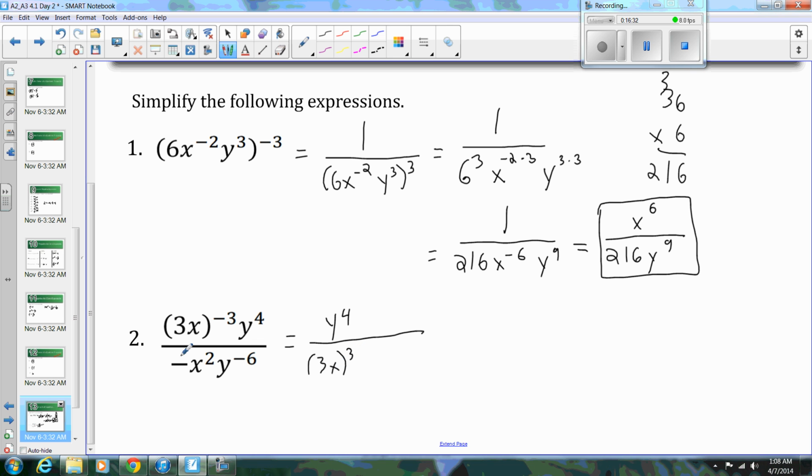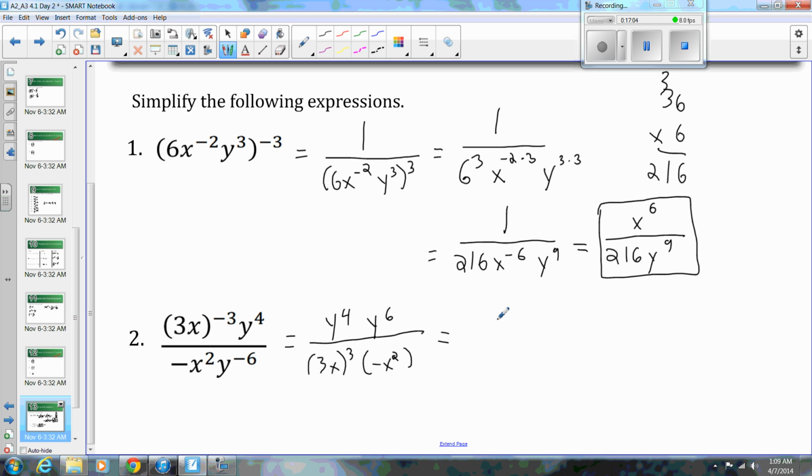Okay. What about the things in the denominator? This is negative x squared, and y to the negative 6 power. Now, is this negative x squared a negative exponent? No, it's a positive 2, so that stays. So this is still negative x squared, okay? And then y to the negative 6, that gets bumped up. Okay, all right. So you can perform these order of operations separately in the numerator and denominator, however you choose.